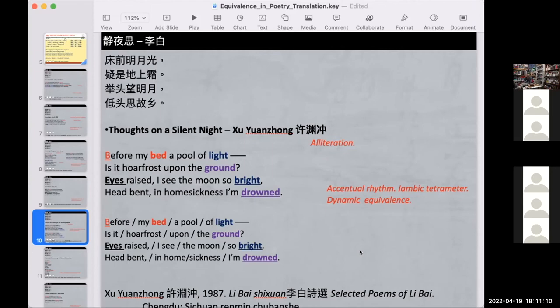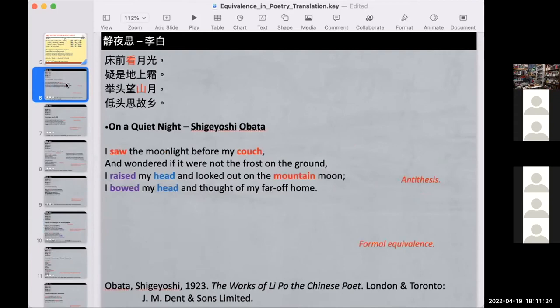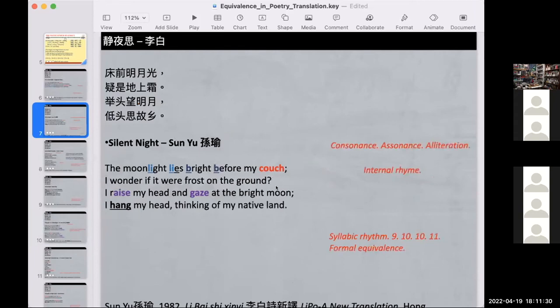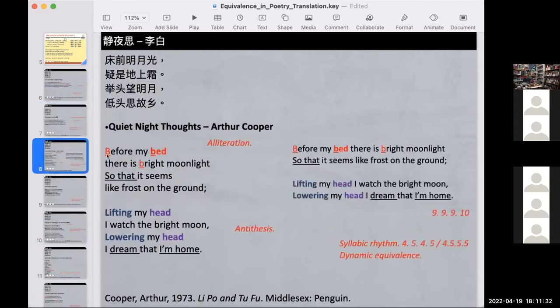Do you notice something in this translation? This is the first poem that has end rhyme, right? All the other versions, none of them has end rhyme, none. Couch, ground, moon, home, no end rhyme. Couch, ground, moon, land, no end rhyme.